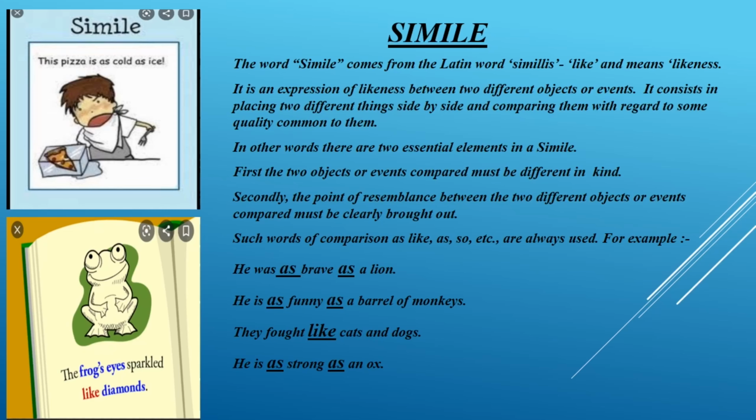So you see there are two different objects, that is, one is the man and the other is an ox, and what is being compared between the two of them is their strength. The man's strength is as much as the strength of an ox. So when this kind of comparison is made between two objects which however has one quality in common, the figure of speech is said to be a simile. Moving on.